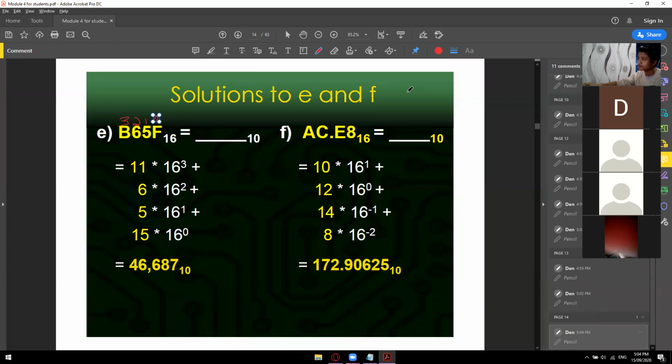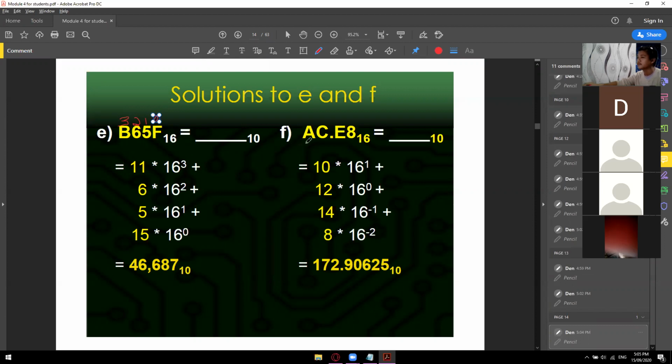Please double check, and then let me know if you've also got the same answer, 46,687. Tama, sir. Okay, so I hope the others also checked one. So coming from Mr. Charles, he said that the same daw.